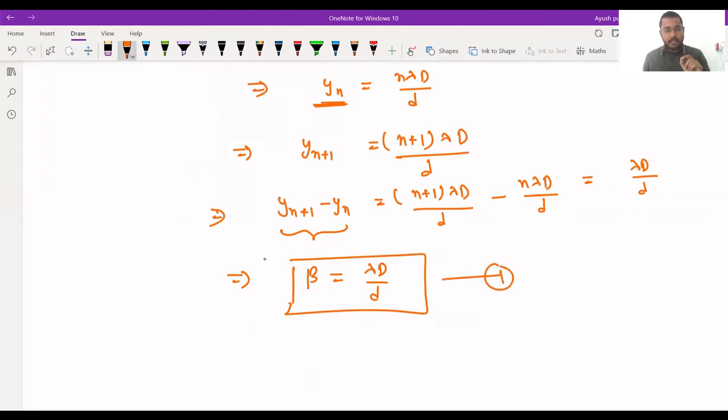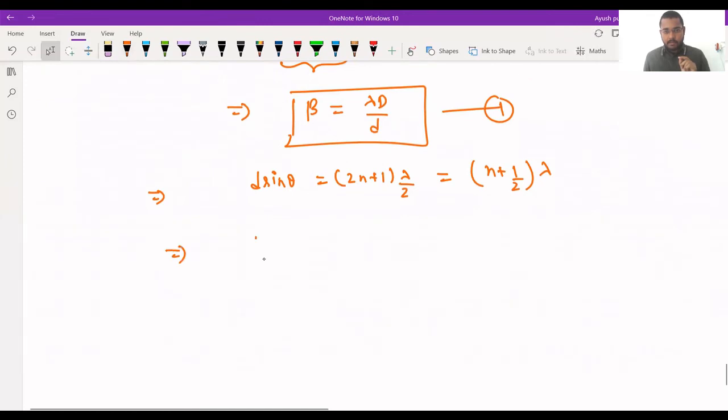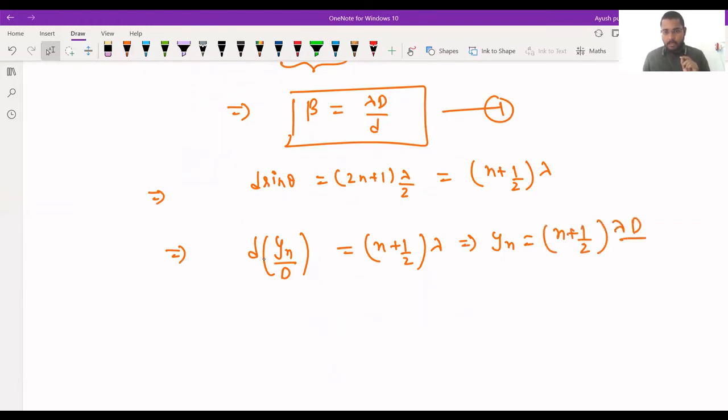Similarly, you can see it from the case of dark fringe. Now let's do that analysis also. What is the condition for dark fringe? That is d sine theta is equal to (2n plus 1) lambda by 2, or I can write it as (n plus half) lambda, right? Again, we know that sine theta is yn divided by capital D, which will be equal to (n plus half) lambda. So now I can get yn is equal to (n plus half) lambda D upon small d, right? So this is the distance of the nth dark fringe from the central maxima.